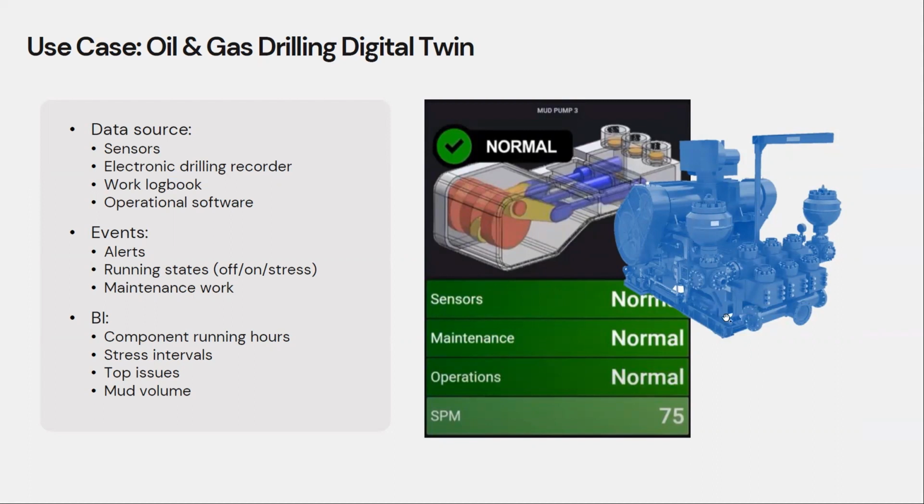Many of the data tags in the EDR can stream as fast as every second. Work logbook, that's a digital logbook maintained by the drillers. Whenever they inspected the components, replaced the components, they put that information in the work logbook. Operational software, those are the software the drillers use on site to control the mud pumps as well as other equipment. And the operational software provides a huge amount of data on how every equipment works.